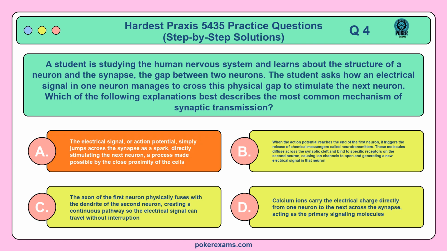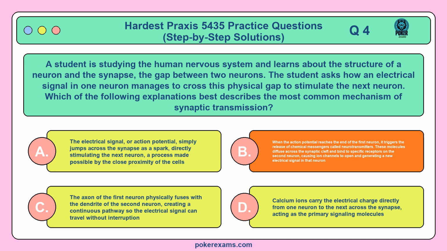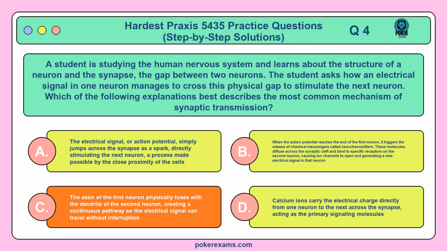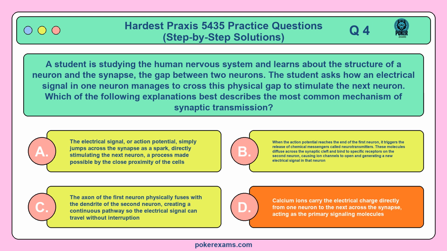Option A. The electrical signal or action potential simply jumps across the synapse as a spark, directly stimulating the next neuron, a process made possible by the close proximity of the cells. B. When the action potential reaches the end of the first neuron, it triggers the release of chemical messengers called neurotransmitters. These molecules diffuse across the synaptic cleft and bind to specific receptors on the second neuron, causing ion channels to open and generating a new electrical signal in that neuron. C. The axon of the first neuron physically fuses with the dendrite of the second neuron, creating a continuous pathway so the electrical signal can travel without interruption. Or D. Calcium ions carry the electrical charge directly from one neuron to the next across the synapse, acting as the primary signaling molecules.